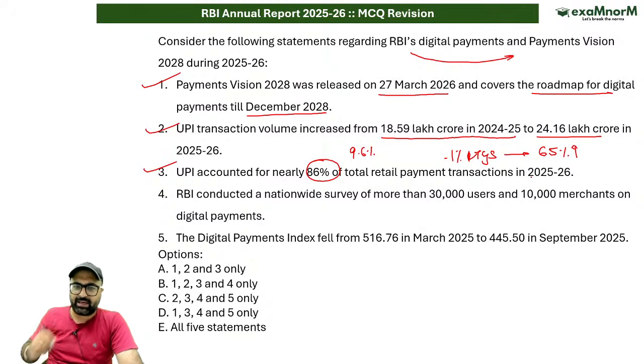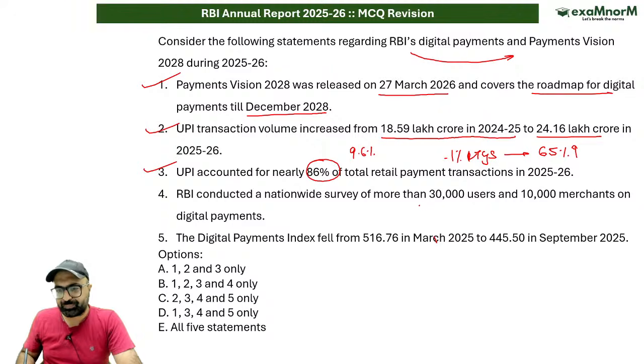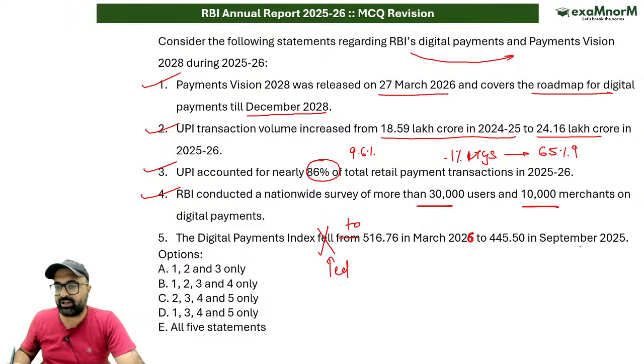So you need to remember this. RBI conducted nationwide survey of more than 30,000 users and 10,000 merchants on digital payments. Correct. Digital payment index fell from... no sir, digital payment index has not fallen, rather it has increased to 516.76 in March 2026 from 445.50 in September 2025.